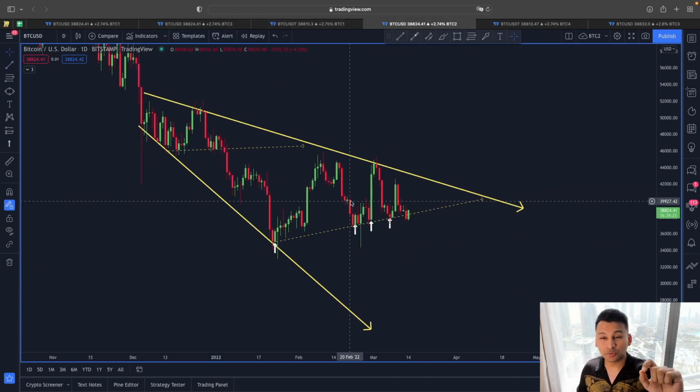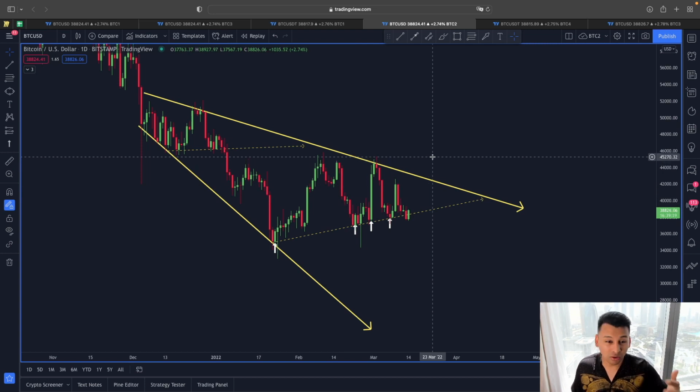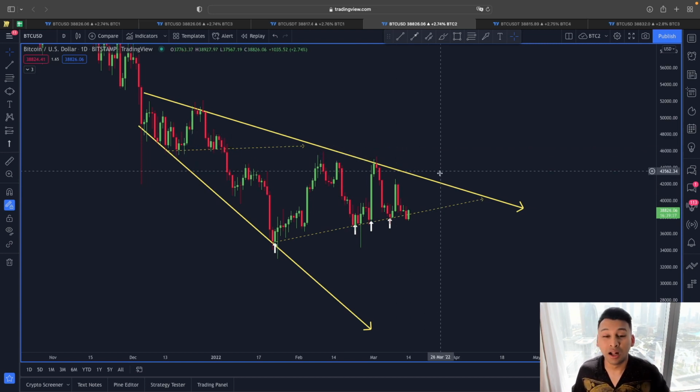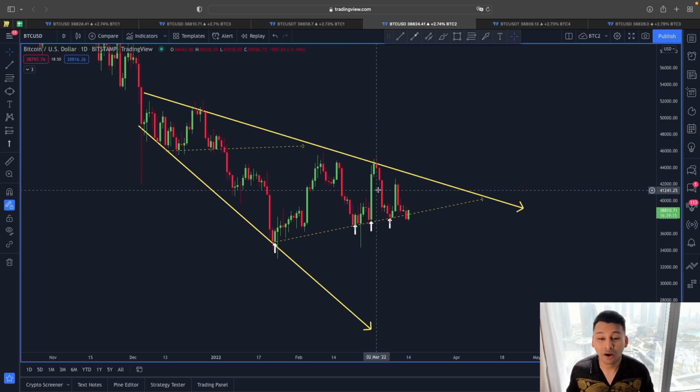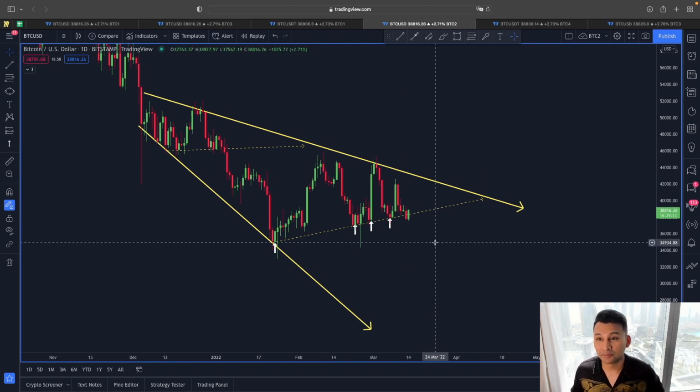And if we look at this price structure here in a smaller time frame, or you can also look at this in a 4-hour time frame, no problem. Another very, very interesting scenario is unfolding here. Let me show you that.